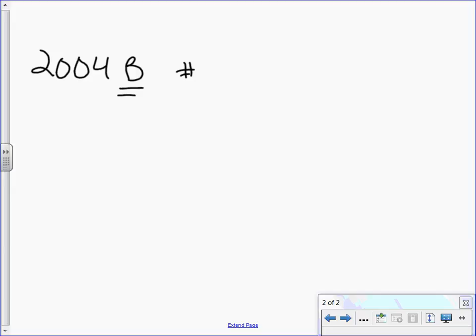All right, ladies, we're now going to 2004 B. I know it seems like we would start with A, but A had a little twist to it, and we're going to do B first. 2004 B.